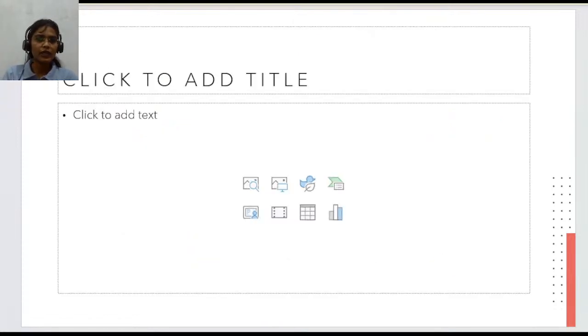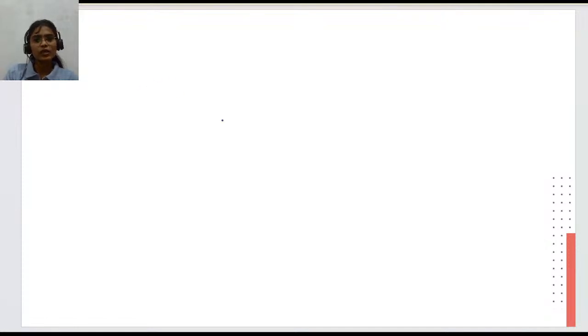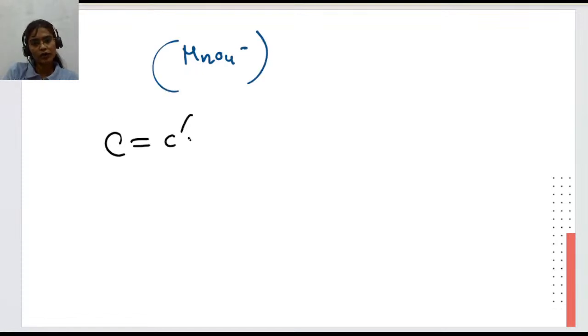As we know, what is KMnO4? It is K+ MnO4 negative, right? Again, you will have some carbon-carbon double bond like this. Let me write Mn, double bond, O negative, double bond.